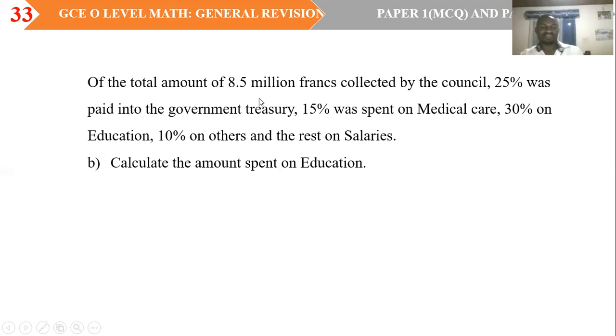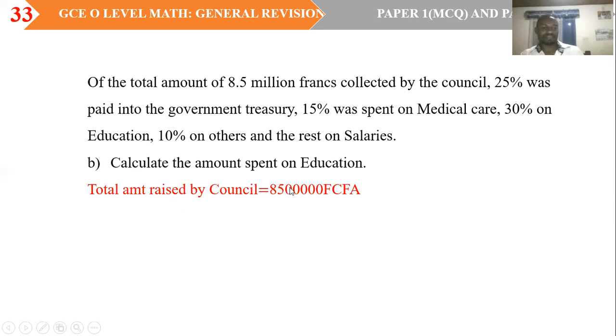So we see that a lot of information has been given here, but the information that will help us to answer our particular problem will be the percentage on education and the total amount that was collected by the council. So here we just need to bring 8.5 million, we bring 30% that was spent on education, and calculate the amount that was spent on education.